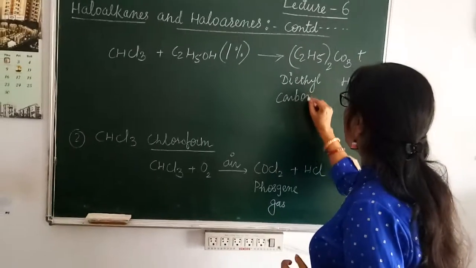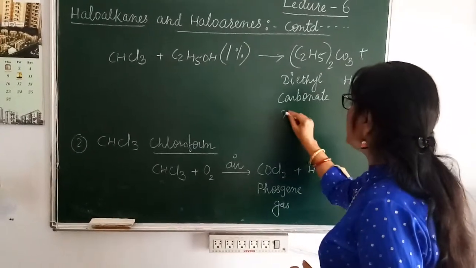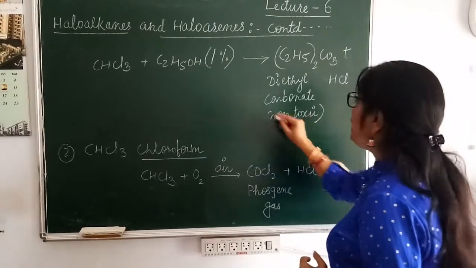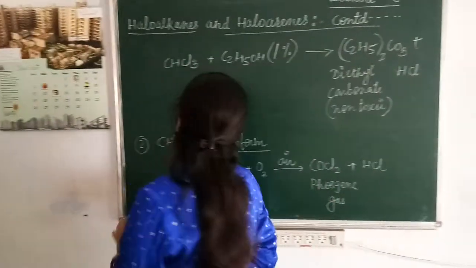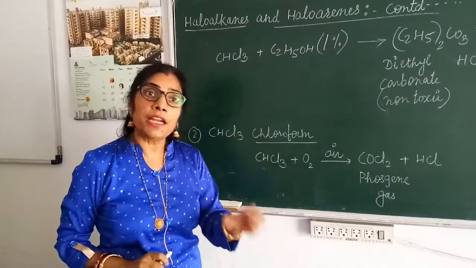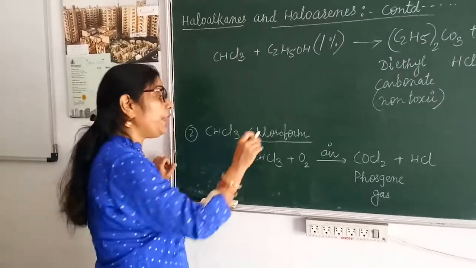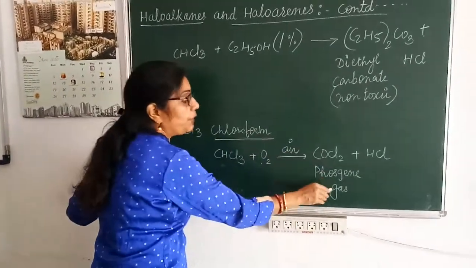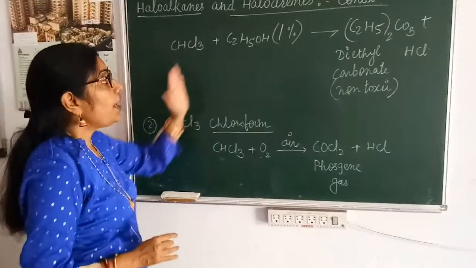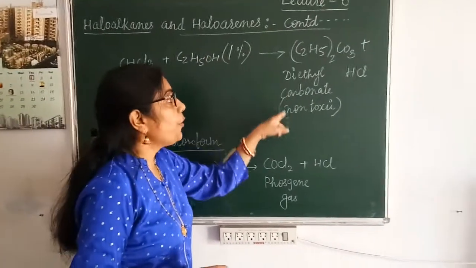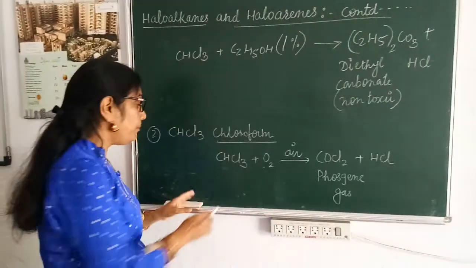So this is a very important question. The question asked is why we add ethanol to the bottle of chloroform, or why it is stored in dark colored bottles. It is to prevent it from air, because the moment it is exposed to air, it forms phosgene gas which is very poisonous, and when we add 1% ethanolic solution, we get non-toxic diethyl carbonate.